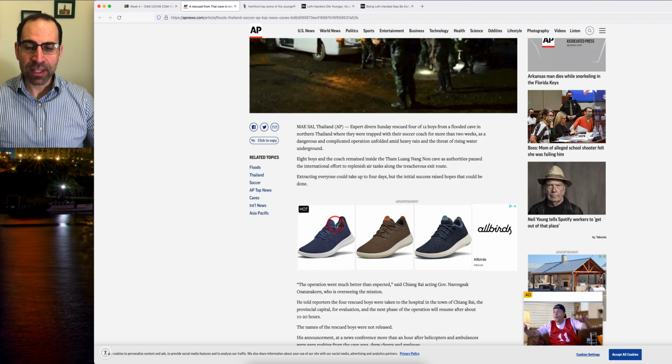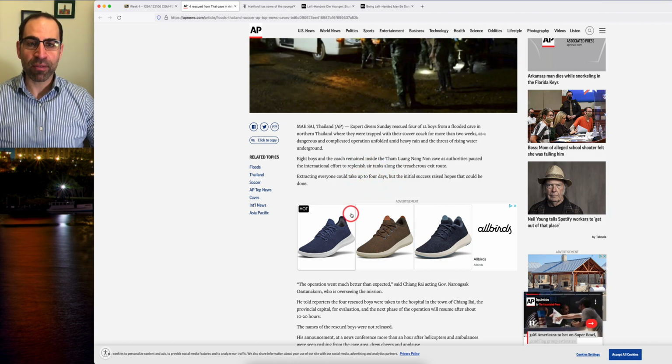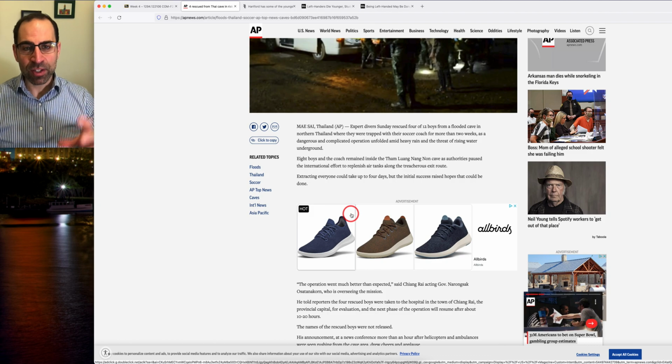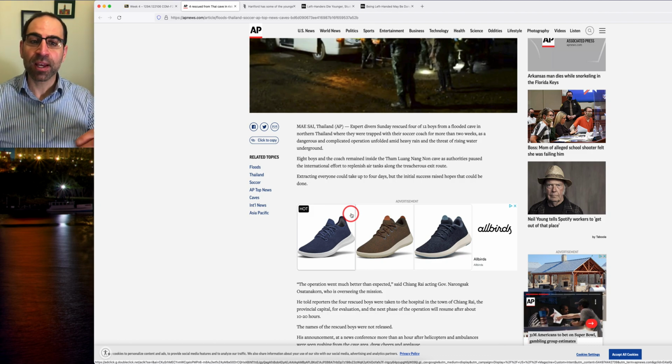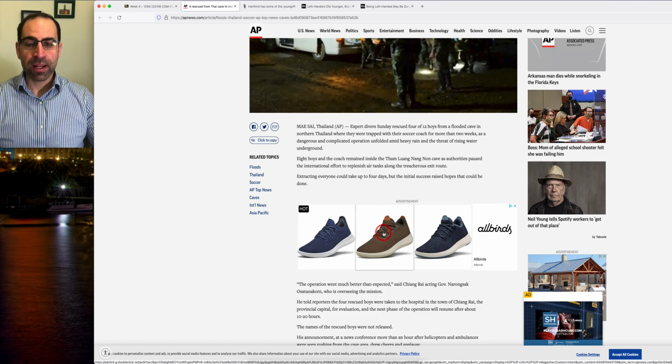Now I'm going to take this as their nut graph here. 8 boys and a coach remained inside the Tham Luang Nang Non cave as authorities paused the international effort to replenish air tanks along the treacherous exit route. Extracting everyone could take up to 4 days, but the initial success raised hope that they could be done. So even in this nut graph, you understand a little bit more. Why it's so dangerous, why they're even doing this. You're just getting a little bit more filled in.